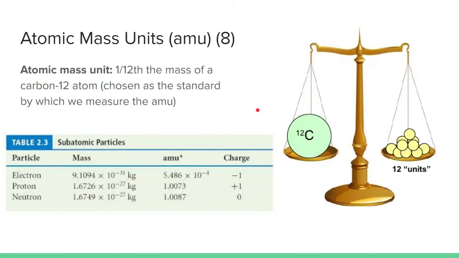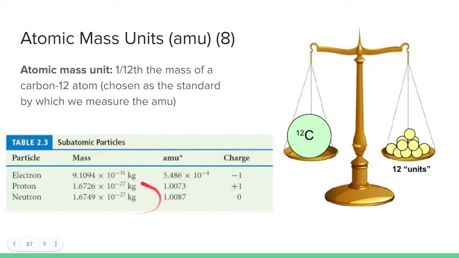In order to measure the mass of things that are extremely tiny, like atoms, we came up with the atomic mass unit. Carbon-12 is one of the most stable, common isotopes that exists. So what scientists did was they took the mass of a carbon-12 atom, they sliced it into 12 exact units, and we use that as a unit of mass when we measure the mass of subatomic particles and atoms.